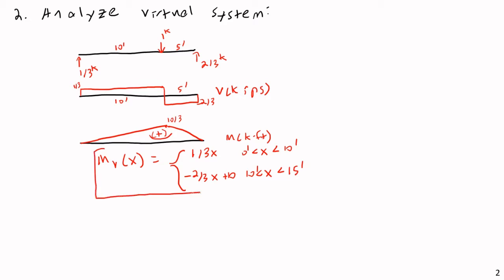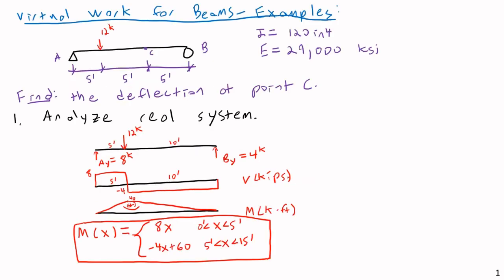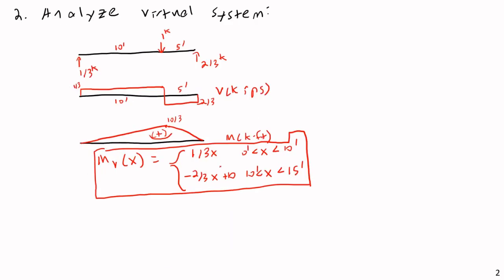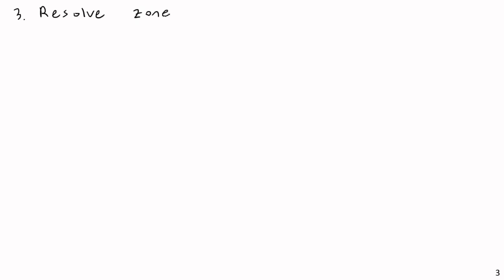And the next step is going to be to resolve any zoning disputes, or more importantly, resolve any differences in our zones. You notice here, on the virtual loading, we have one zone from 0 to 10 and one from 10 to 15. Here we have one zone from 0 to 5 and the other from 5 to 15. So what I really need to do is break these into 3 zones rather than 2. That's not too difficult, it's just repeating things essentially. So step 3, resolve the zones of integration.